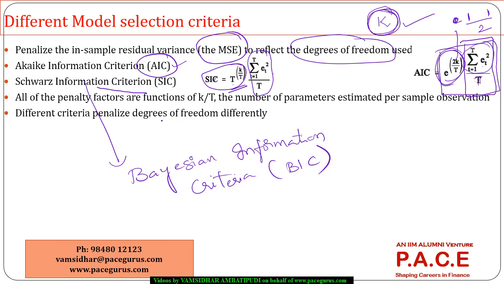If you look at all these, they are penalty factors, some kind of a function of k by t, where k is the number of parameters and t is the total number of observations. So k by t is nothing but the number of parameters per sample observation. So there is some kind of penalization that is getting applied, and the lower the error, the better it is. Different criteria penalize the degrees of freedom differently, but as long as we are talking of AICs and BICs, the lower they are, the better is the model.